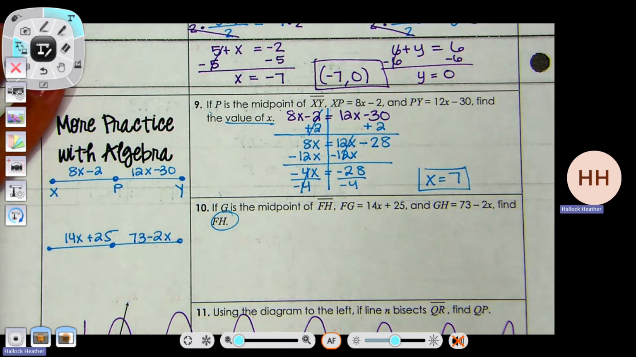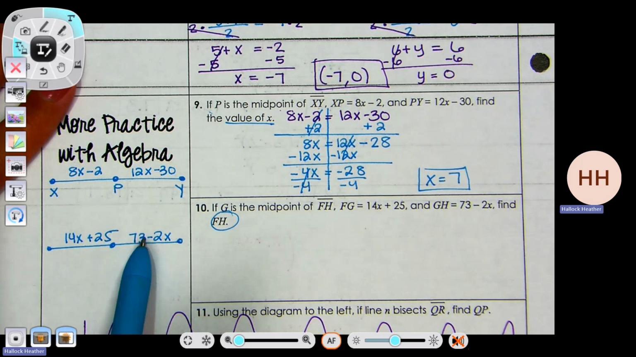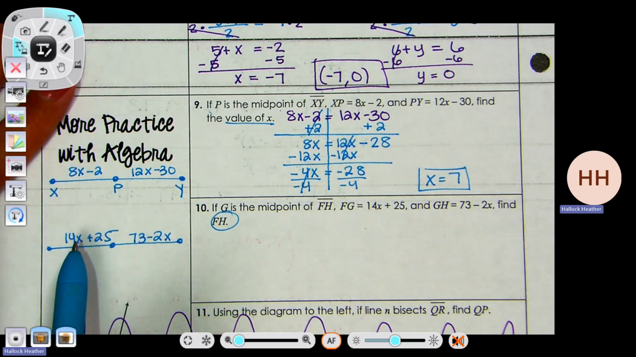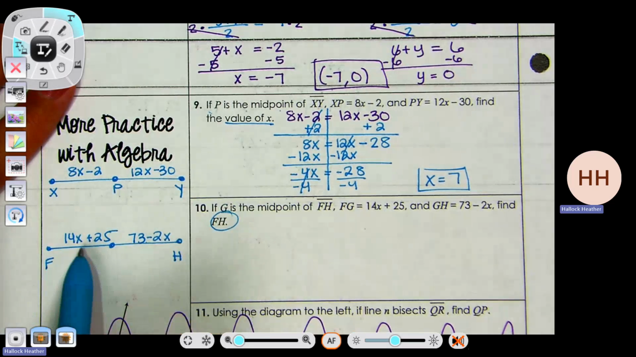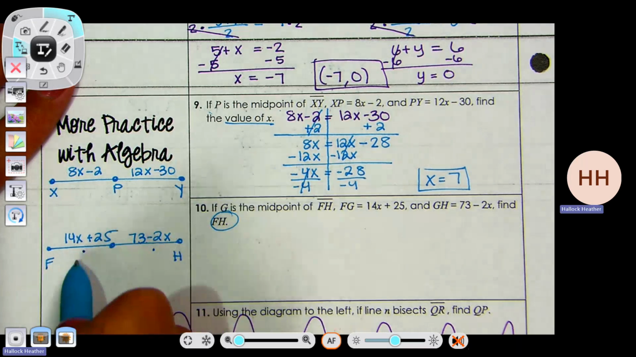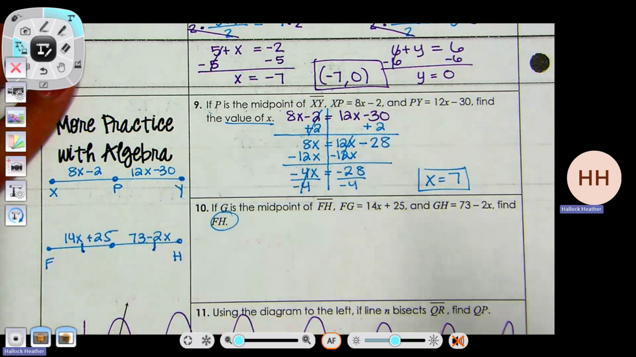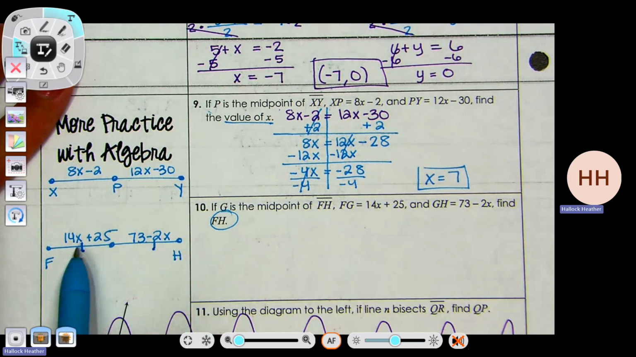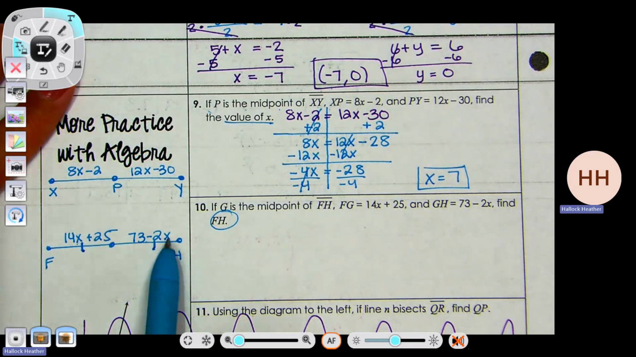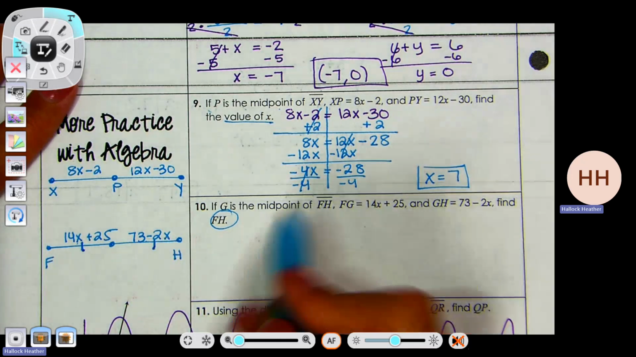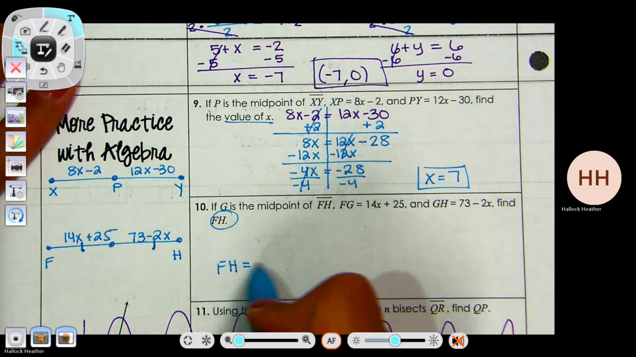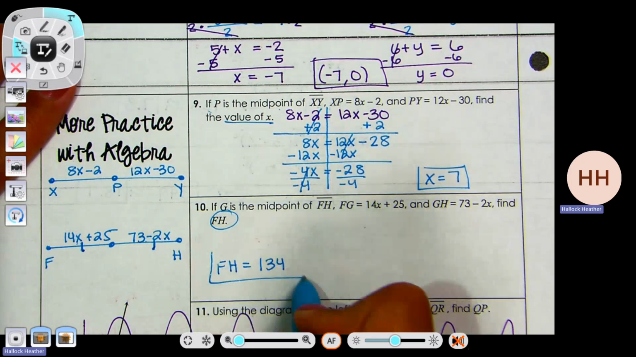Yes. Okay, because whenever you plug it back in, if you plug it back into both, then you got to add them because it wants the whole thing. Or you could plug it into one and technically double it. Because you know that whatever this value is also going to be the same because they're congruent. So you could plug it into both, add them together, or you could plug it into one and multiply by 2 because they're going to be the same length because it's a midpoint because it cuts it in half. So they have to be the equal size. So what's the final answer? 134. Nice.